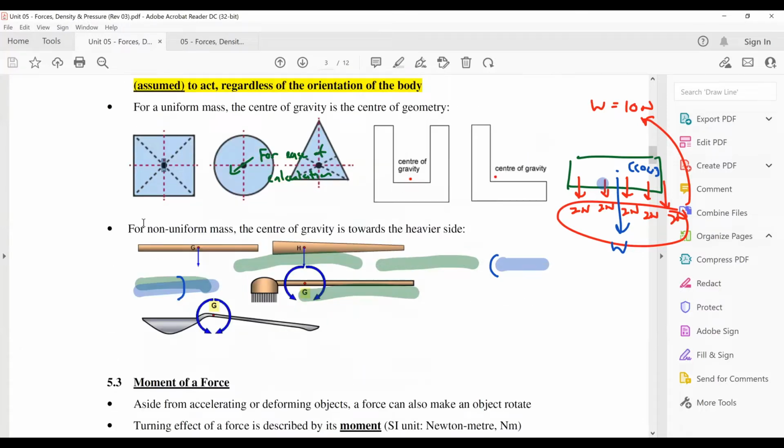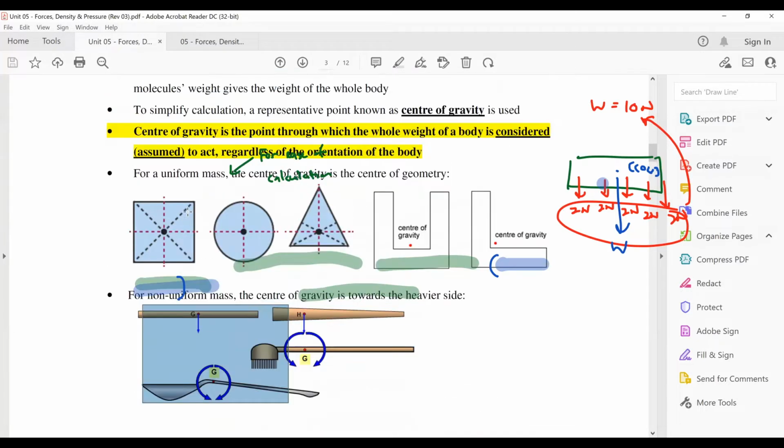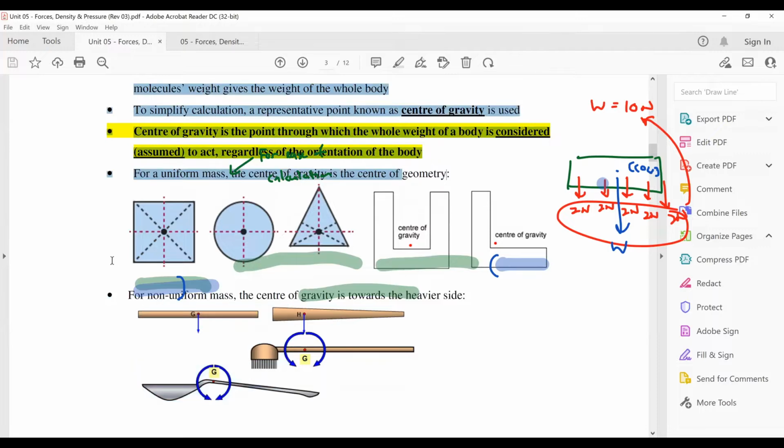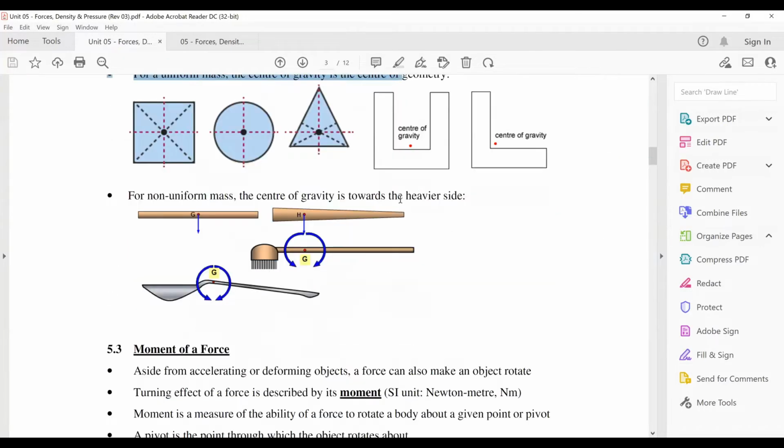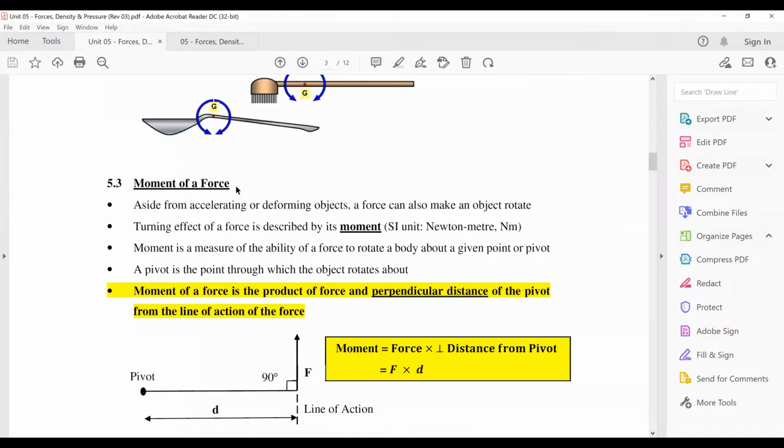Okay. Now, if you have a non-uniform object, the center of gravity will usually be towards the heavier side. But this one, I don't think you need to worry. In your exams, we normally don't even bother about this. You just need to know that center of gravity will usually act at the center of geometry of the object, meaning to say at the center of the object. Okay. Now, then we go to something that will be new to you, moment of a force.